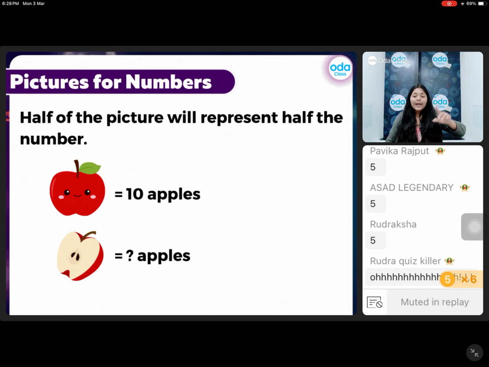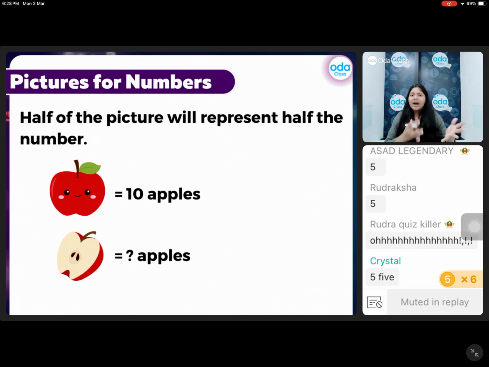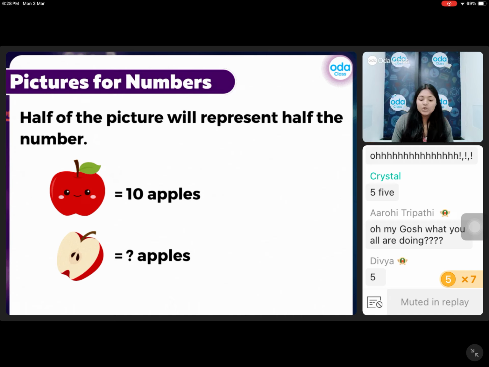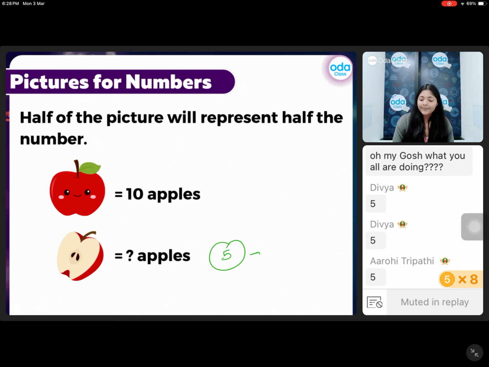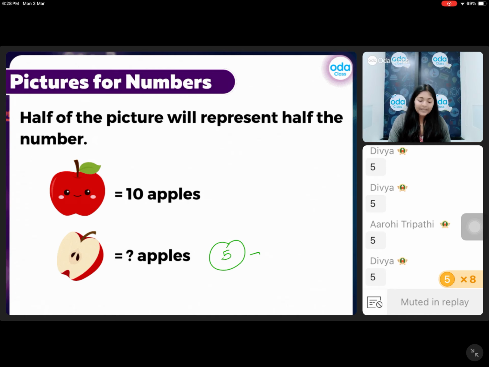Very good. If one apple is 10, then half will be half of 10. So what is going to be half of 10? It is 5. Understood?